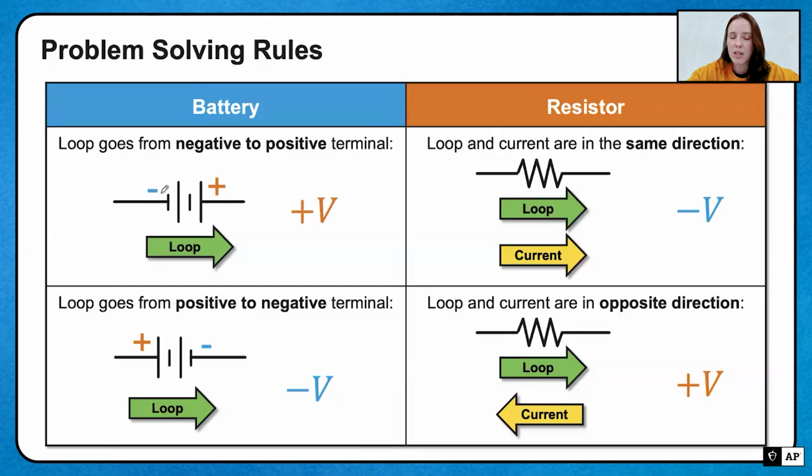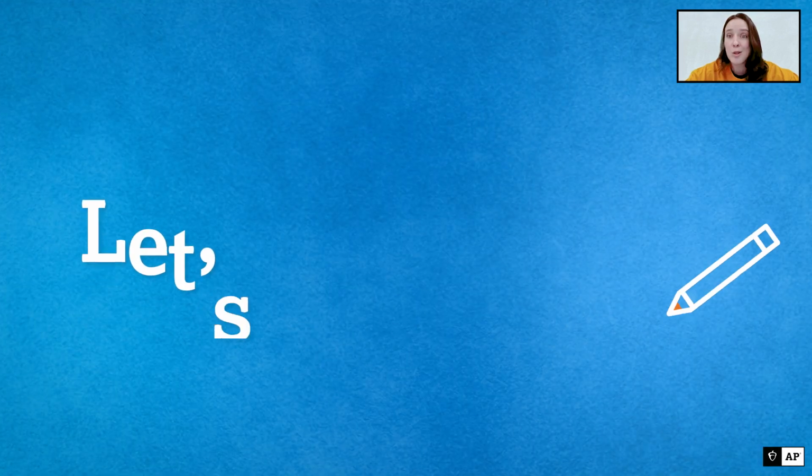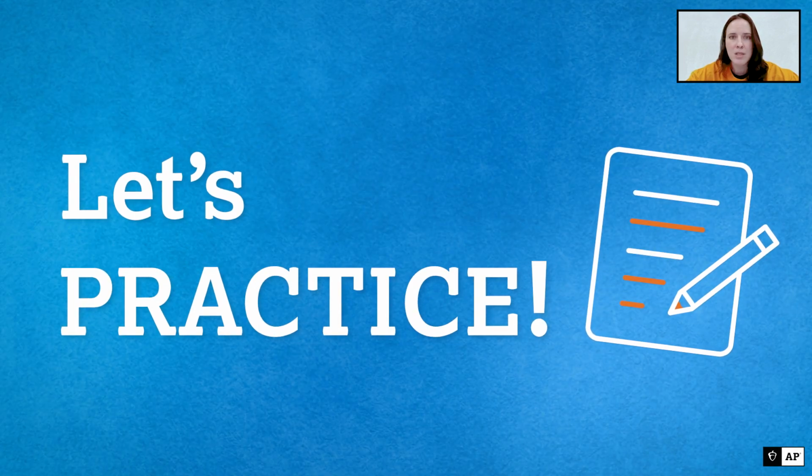Here's that nice little chart again. If you're going through a battery from negative to positive, you add the voltage. If you're going against the battery from positive to negative, you subtract the voltage. If you go through a resistor in the same direction as the current, that's a negative contribution. And if you go through a resistor in the opposite direction of your current, that's a positive contribution. So let's do a practice problem to see how this all comes together.